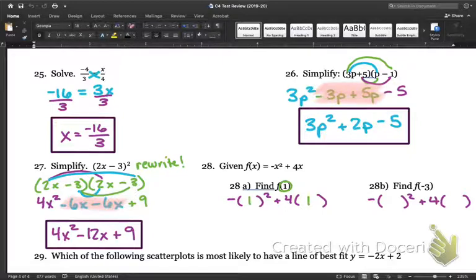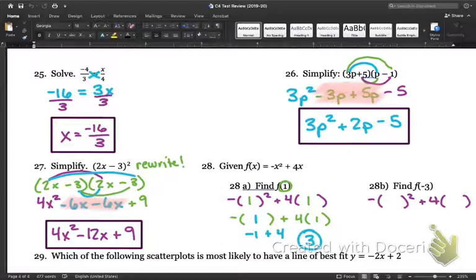Order of operations says I need to do my exponent first. So I'm squaring positive 1. 1 to the second power is 1. But that negative on the outside, we haven't dealt with that yet. It's still on the outside. Copy down the rest. Now, negative 1 times 1, and 4 times 1. So when we get negative 1 plus 4, which gives me a final answer of 3 when I add them together.